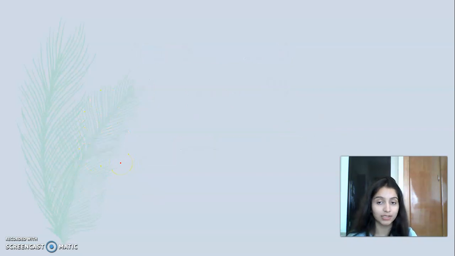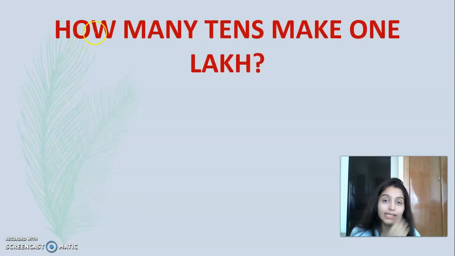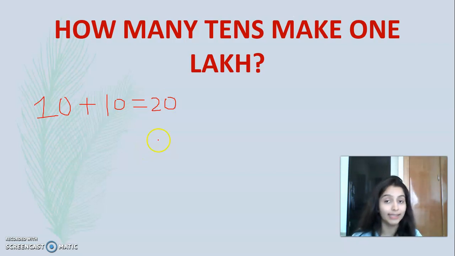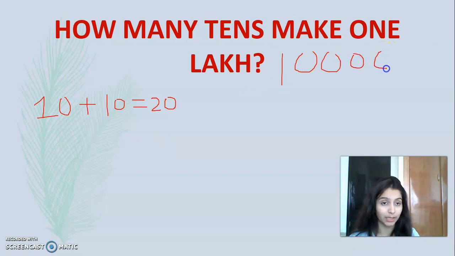Okay, so let's answer this question. How many tens make 1 lakh? So what did you understand by this? You know that when you add 10 2 times, when you do 10 plus 10, you get the number 20, right? So in this question, they're asking you, how many times would you have to add 10 to get the number 1 lakh? Now you know 1 lakh is 1 with 5 zeros after it. It's quite a big number, right?